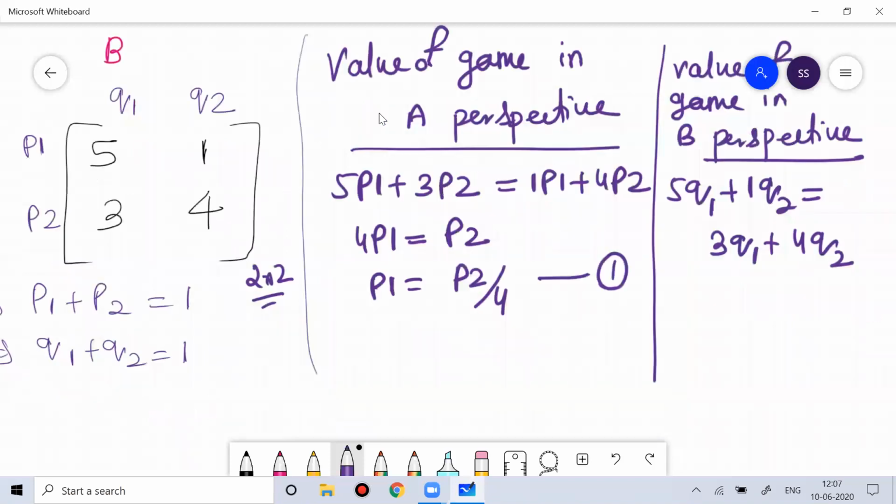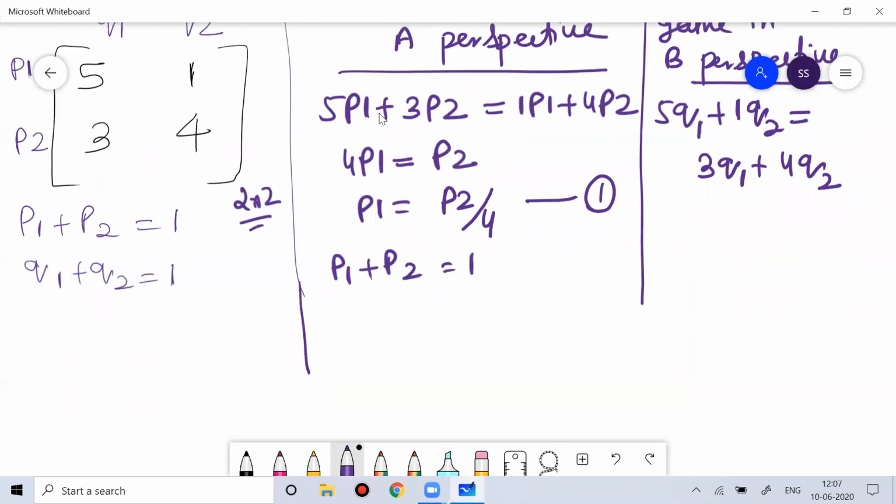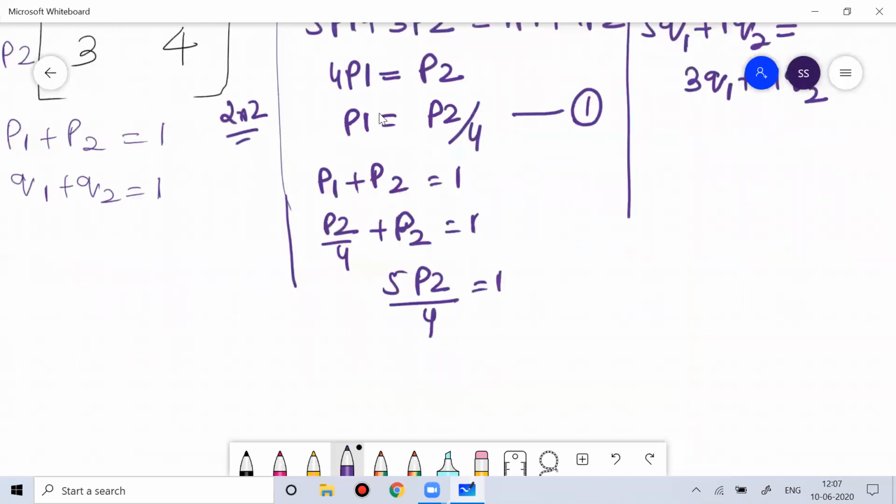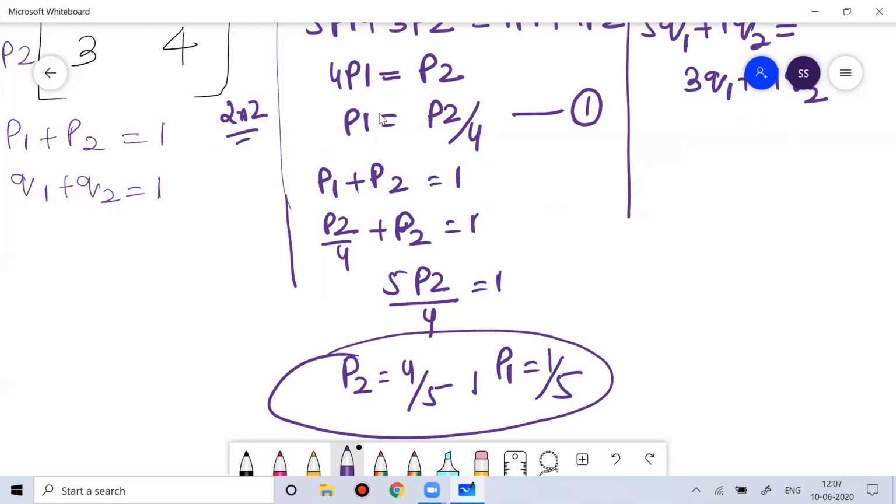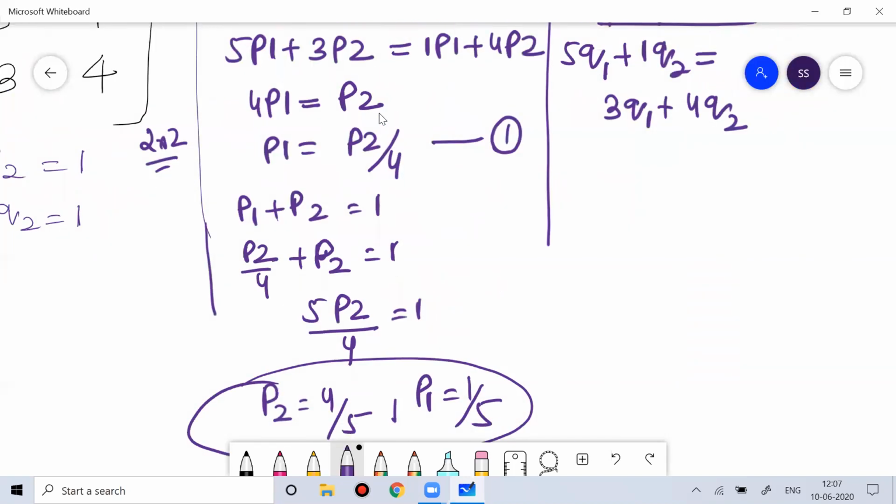This is equation 1, and then you know that P1 plus P2 is equal to 1. So in place of P1, you can write P2 by 4 plus P2 is equal to 1. So you can write 5 by 4 P2 is equal to 1, so P2 is equal to 4 by 5. If P2 is 4 by 5, then P1 would be 1 by 5. You can find the value of probability from A's perspective. I hope this is visible.